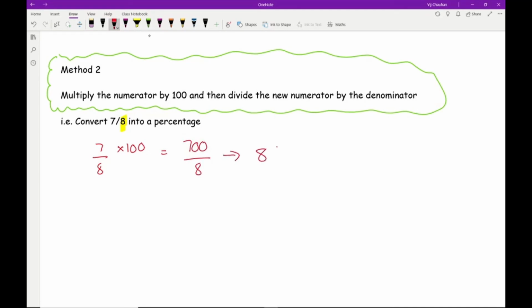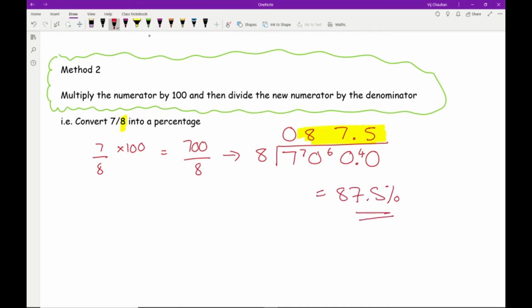So I'm going to do 8 goes outside the bus stop, and I'm going to have 700. So 8 goes in 7 no times, and then how many 8's go into 70? That's going to be 8, remainder 6. Then how many 8's go into 60? That's going to be 7, remainder 4. Then this is where I start incorporating a decimal point. And then how many 8's go into 40? That's going to be 5 with no remainder. Your percentage is basically whatever number is on top of your bus stop. So the answer to this particular question is going to be 87.5%.